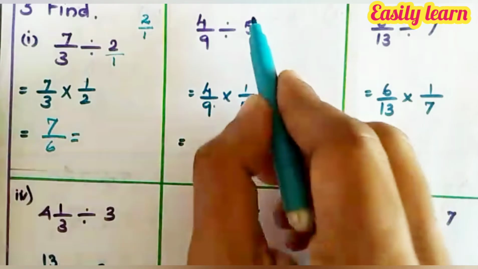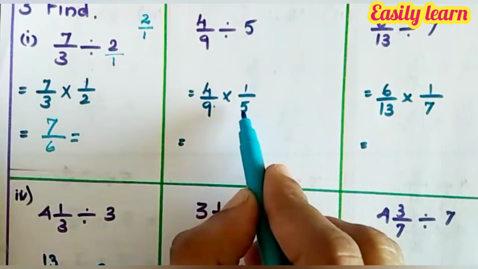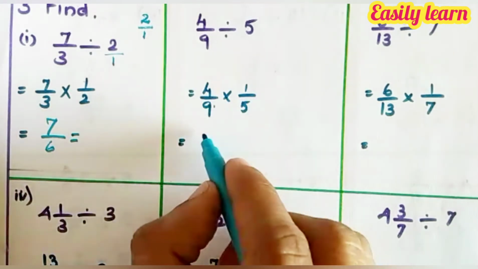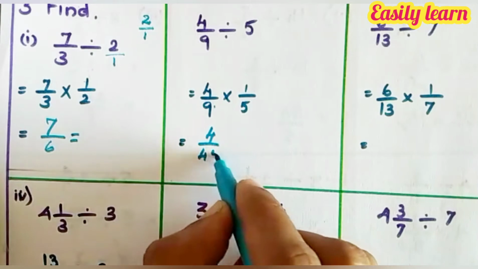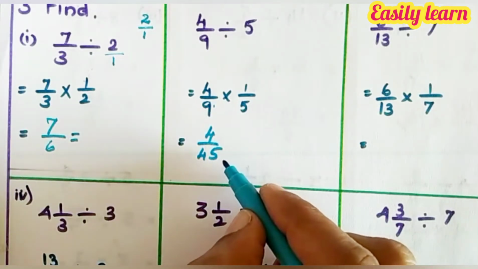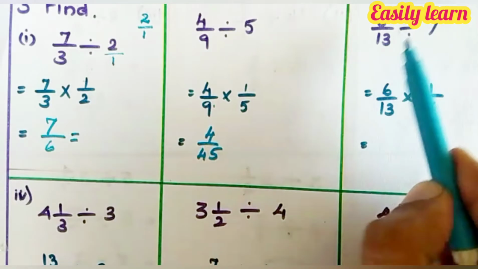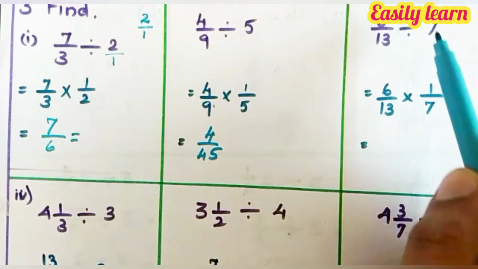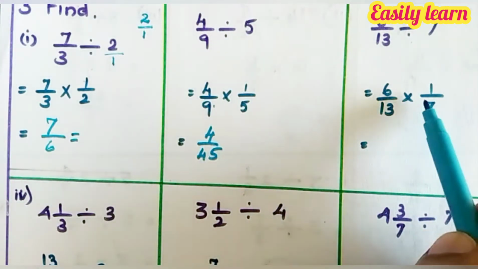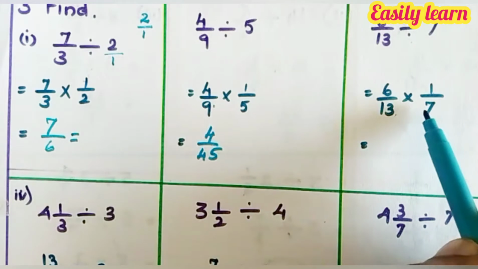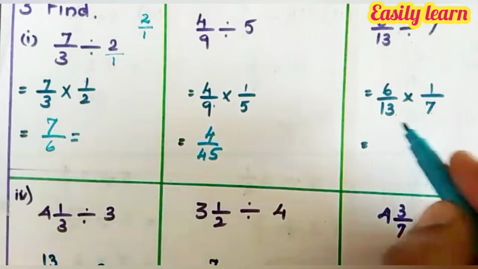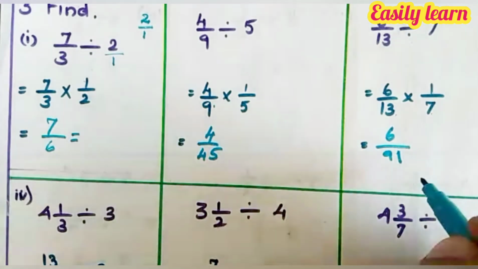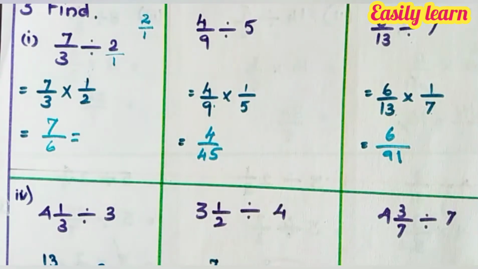So 4 by 9, find the reciprocal of this one. 5 is 1 by 5. Then multiply. So 4 into 1, 9 into 5. 4 by 45 is a proper fraction. So we keep as it is. Next one, 6 by 13 divided by 7. 6 by 13, reciprocal of the divisor is 1 by 7. Then we multiply. 6 into 1, 13 into 7. We cannot cancel anything. So we'll just multiply and write 6 by 13 7s are 91. Since it is a proper fraction, we don't do anything. We keep as it is.